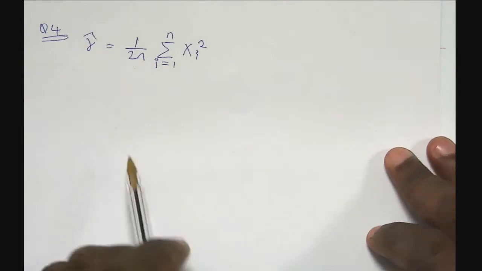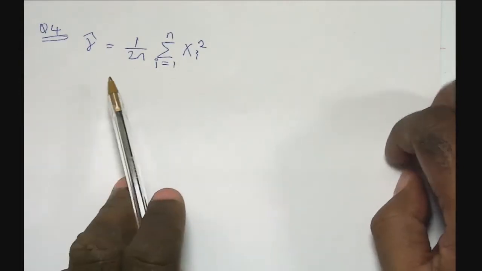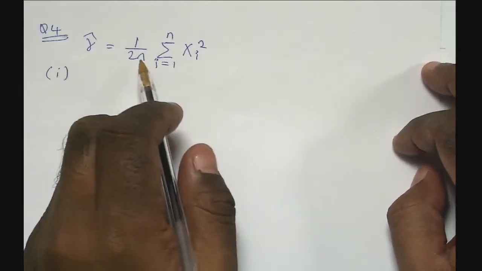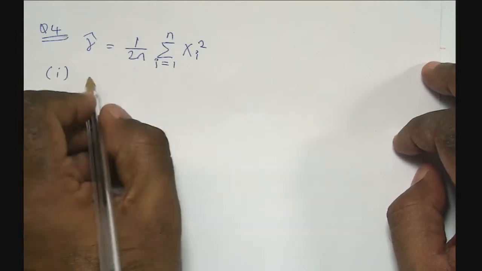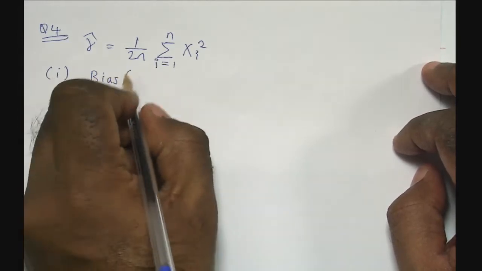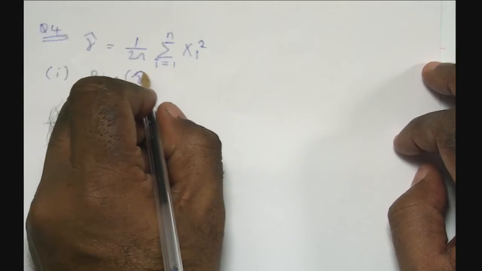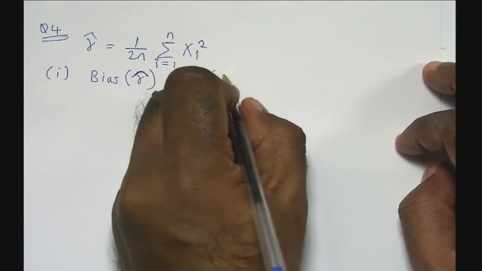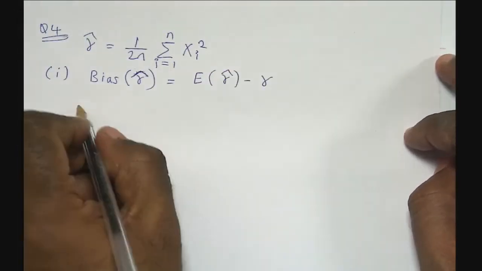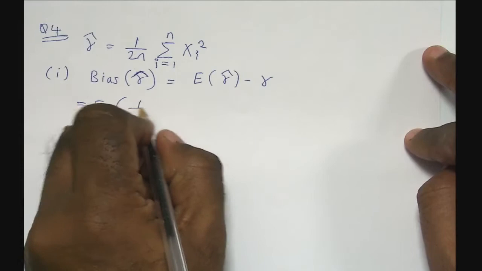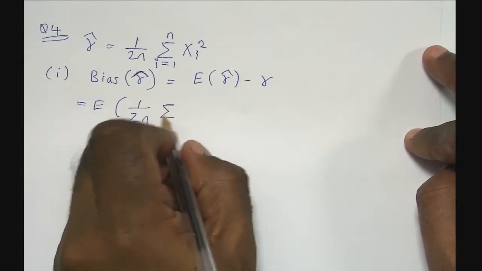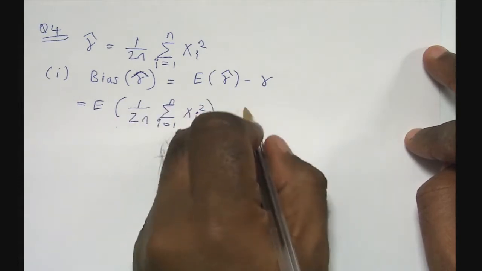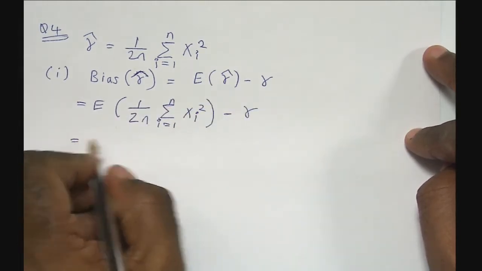All right, guys. Let me show you how to do question 4, part 1. Okay. You are asked to show that gamma hat is an unbiased estimator for gamma, right? So obviously what you need to look at is the bias. You need to look at the bias of gamma hat, which is the expectation of gamma hat minus gamma, which is the expectation of ... minus gamma. All right, and you should take the expectation inside.